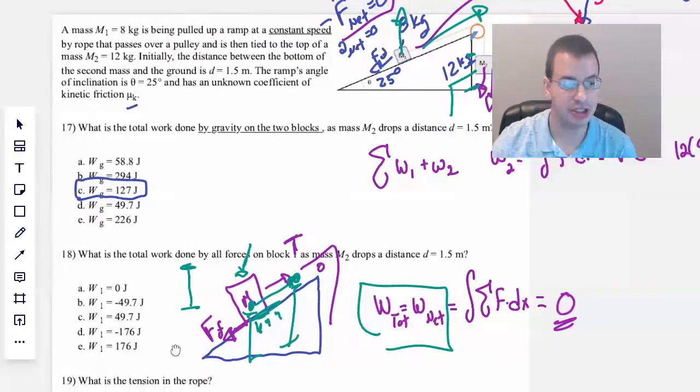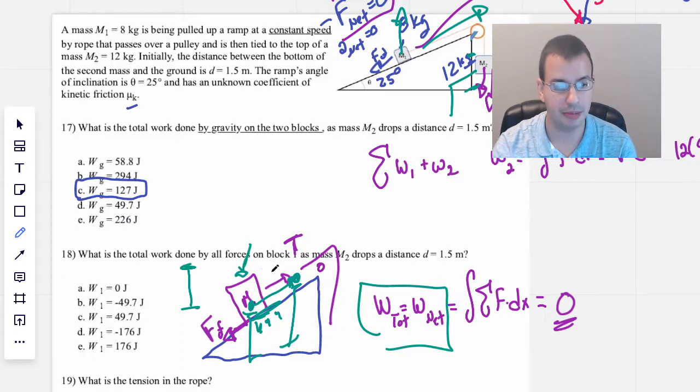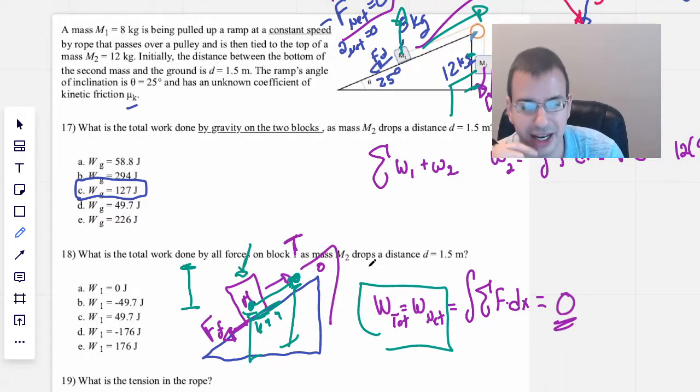So you could say work is done by gravity pulling it up, work is done by the friction holding it down, but when their powers combine, they cancel each other out. So the total work done by all forces on the block is mass M2. Ooh, I was looking at M1.